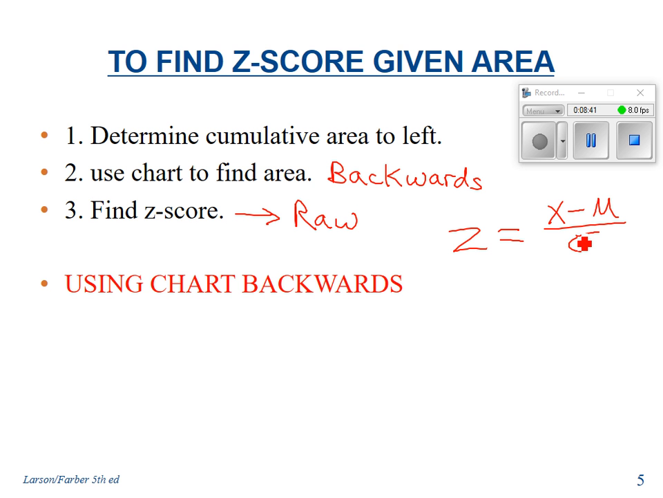Well, if we want to find the X value instead of the Z-score, all we're going to do is solve this for X. So we're trying to get X by itself. You did this a lot in your algebra classes. What would you do first to start to get X by itself? Multiply both sides by what? Sigma. That's an ugly sigma, but you want to multiply both sides by sigma. So you end up with sigma times Z equals X minus mu. Now you add mu to both sides.